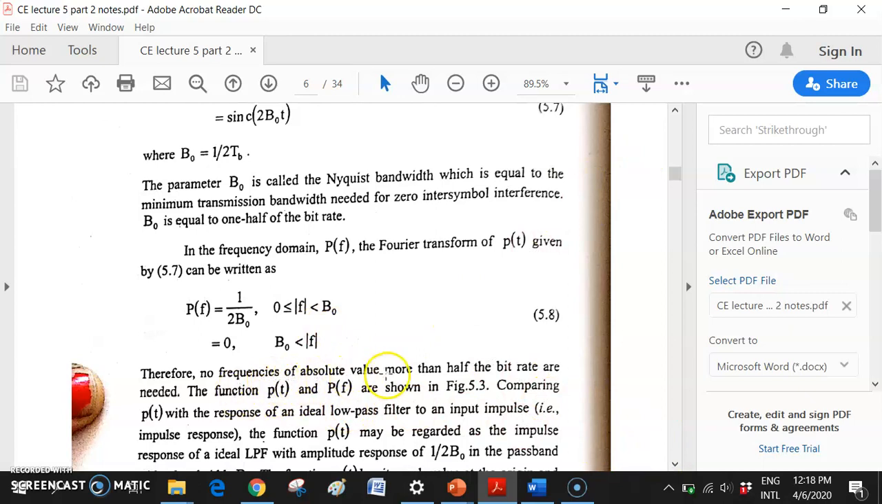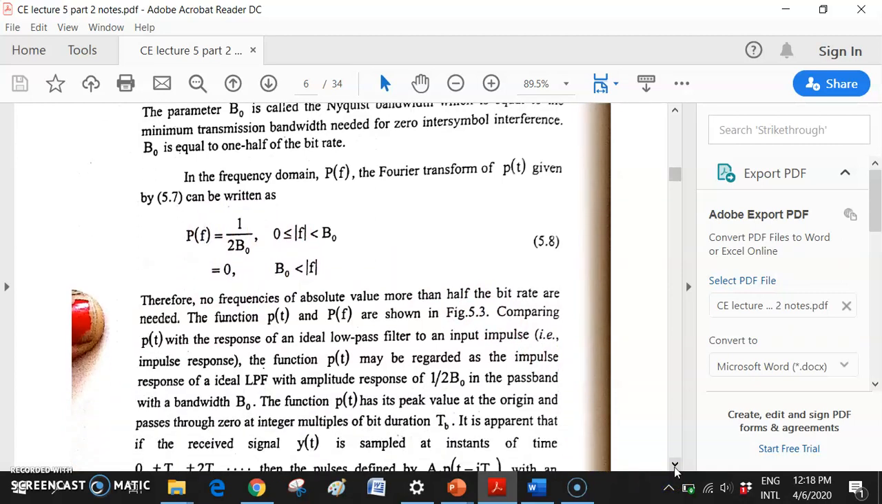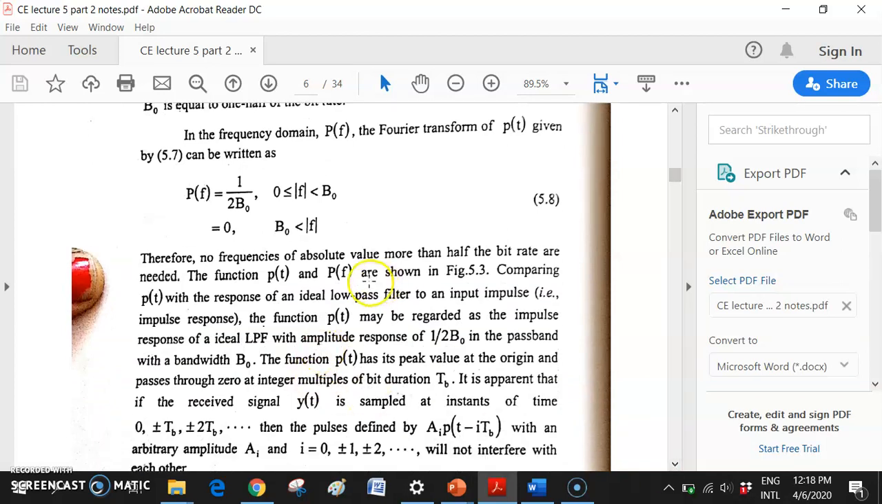Therefore, no frequencies of absolute value more than half the bit rate are needed. Is it clear to you? So half of the bit rate is required. The functions PT and PF are shown by comparing PT with the response of the ideal low pass filter. If you see this response, it completely matches the ideal low pass filter response to an impulse input. That means if you give an impulse input into the ideal low pass filter, you will get this type of equation.